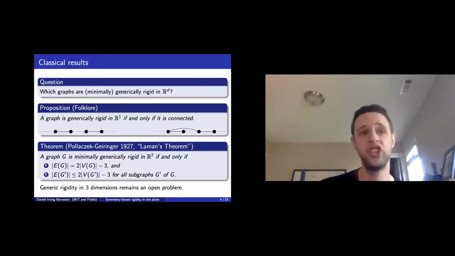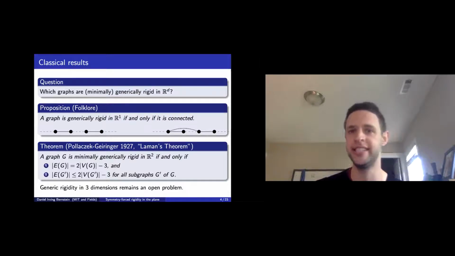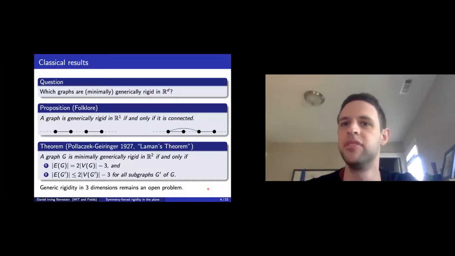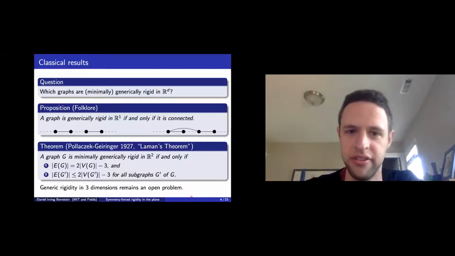And characterizing generic rigidity in 3 dimensions is like the major open problem in rigidity theory. And there aren't even that great conjectures for what the characterization should be.